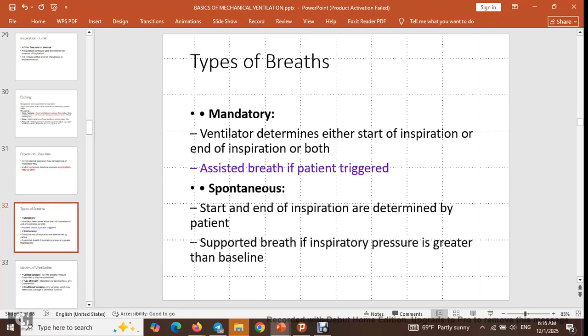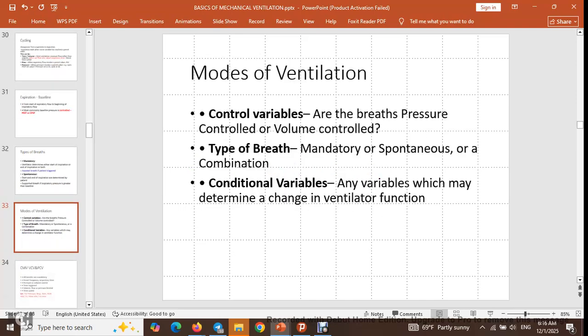In spontaneous breathing, the patient starts and ends inspiration, it is controlled by the patient, and the mechanical ventilator only supports some pressure to reach the baseline and to get some amount of tidal volume. So controls can be pressure control or volume control, and breaths can be mandatory or spontaneous or a combination. It can be conditional, any variable which may determine a change in ventilator function.